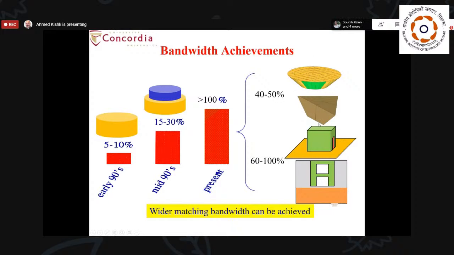And these are the possible geometries that can achieve that. For this conical shape, for example, and this tetrahedron shape, we can have about 50% bandwidth. But when we have the rectangular shape, especially when it is excited from the side by a strip like this, and even when we have the dielectric over the edge of the ground plane rather than sitting on top of a flat or horizontal ground plane, we can actually have about 100% bandwidth. So wider matching bandwidths can be achieved than what we can do in printed circuits.